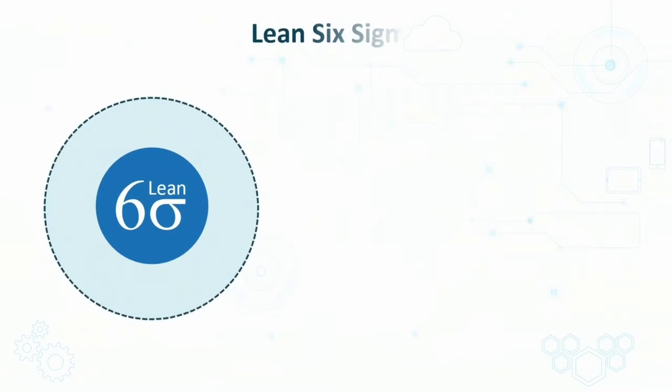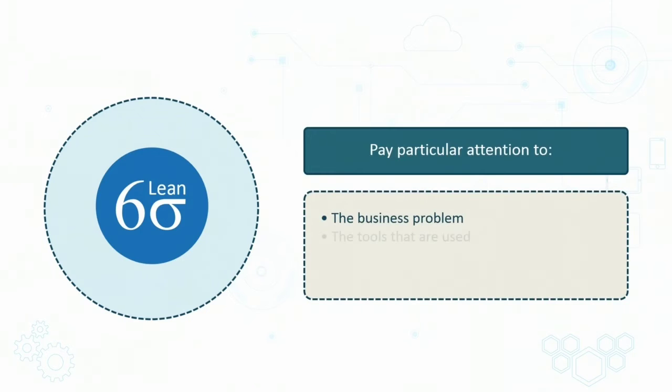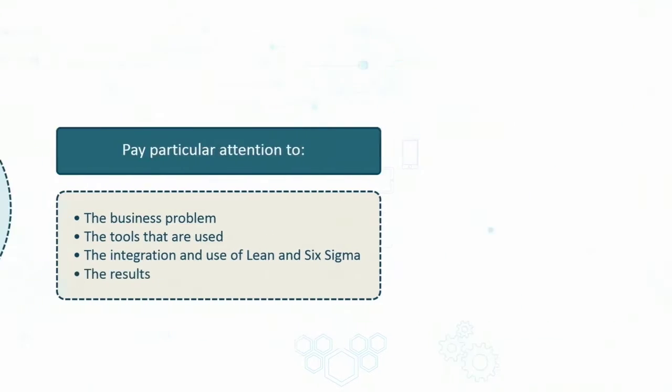In this video, you will analyze two case studies in which Lean Six Sigma is used to resolve problems in a manufacturing context. Practical application of Six Sigma and Lean throughout organizations also helps to understand relationships among business systems, processes, and stakeholders. As you follow along in the first case study, pay particular attention to the business problem, the tools that are used, the integration and use of Lean and Six Sigma, and the results.